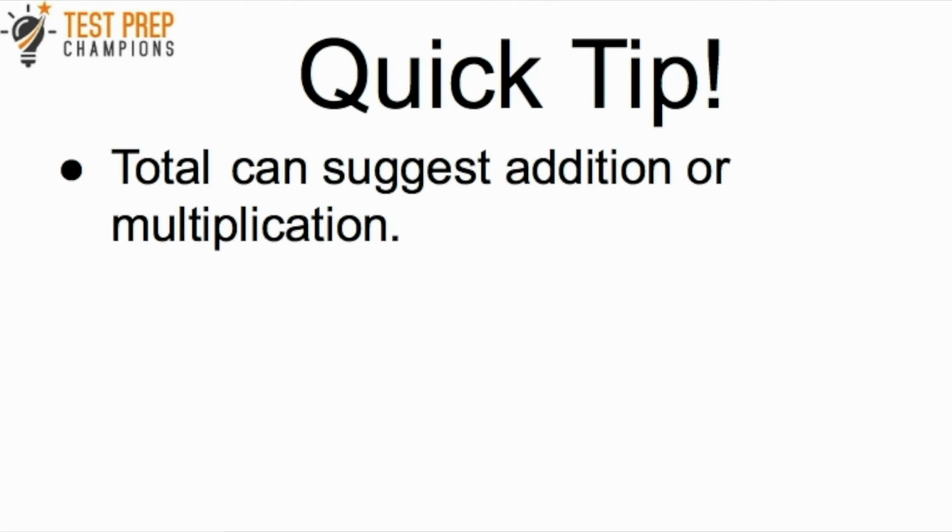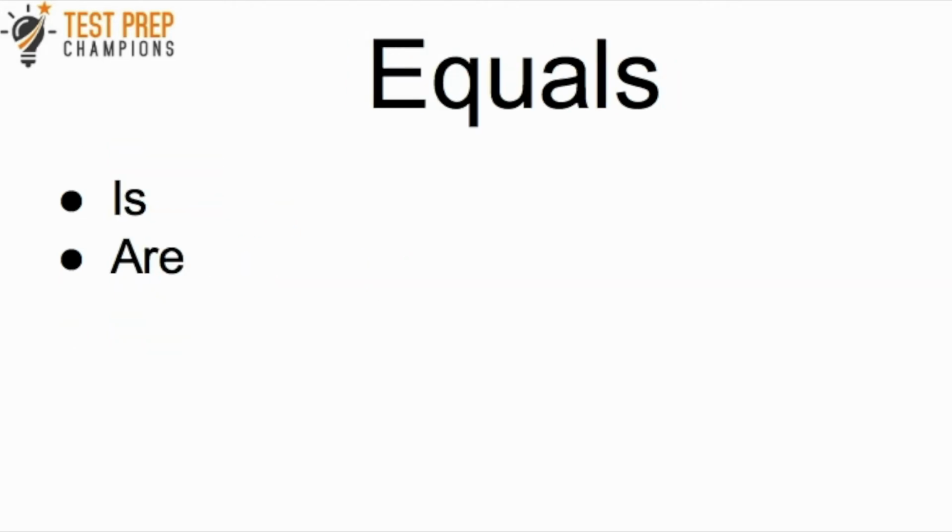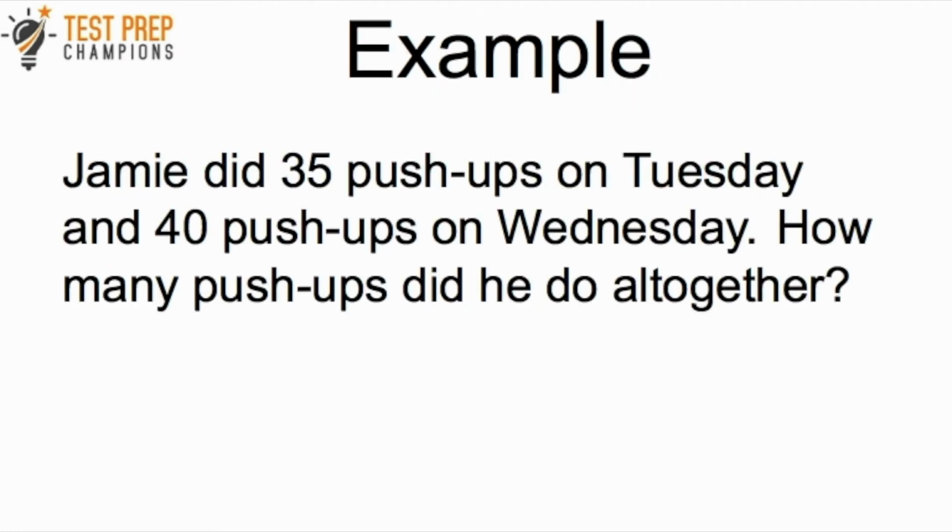These aren't magic bullets, these are just words that could indicate the operation, all right? But you still have to think critically, as always. And so for division, we have each, quotient, equal, equal pieces, and per. And for equals, we've got is and are. Okay, so next let's look at an example here.